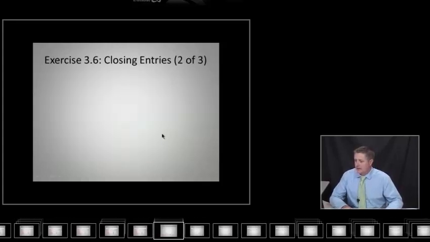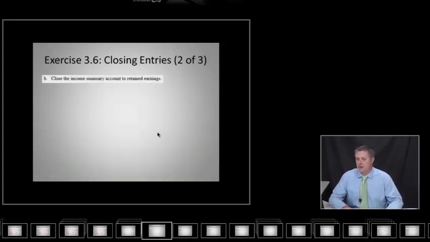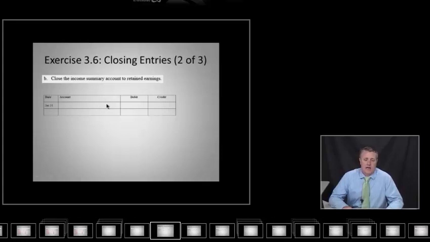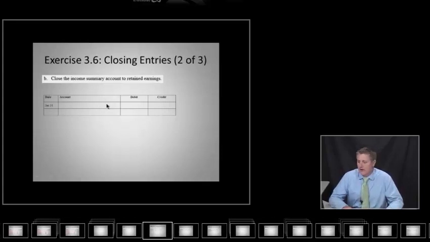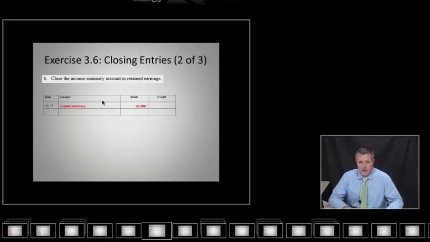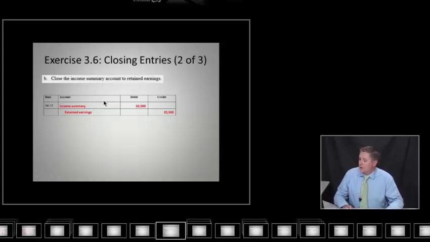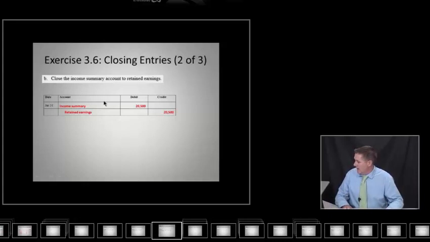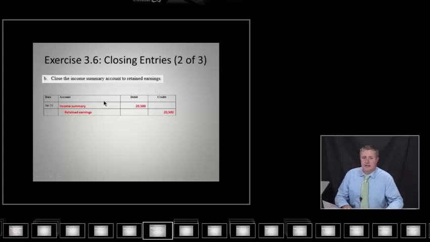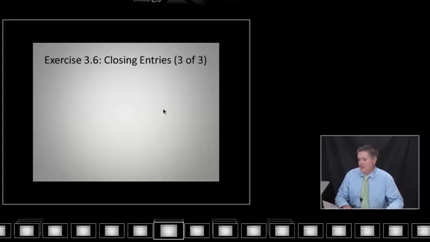Next step in the closing process would be to close the income summary account to retained earnings. And to do that, recall that our income summary account had a credit balance of $20,500. So to close that account, we would need to debit income summary for $20,500, and the corresponding credit for that entry would be a credit to retained earnings for $20,500. So basically that's how we closed, or added, net income to retained earnings.